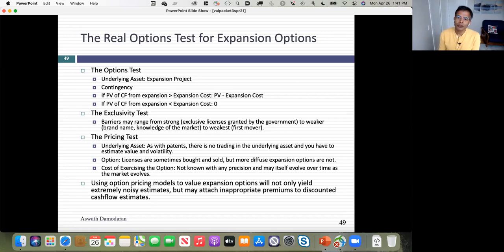And can I use an option pricing model? Again, I'm on dangerous ground because the underlying asset is not traded. In this case, the database software is not traded. The option is not traded. It's not going to stop me from using an option pricing model.